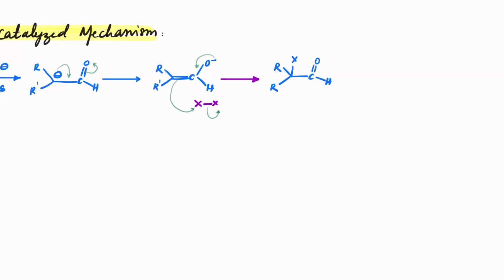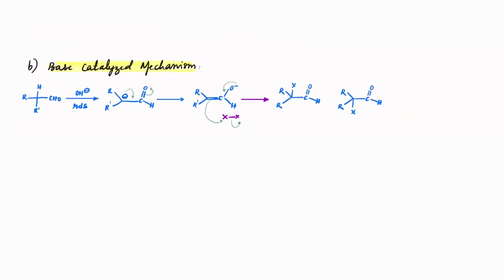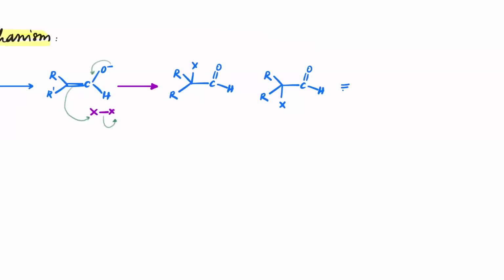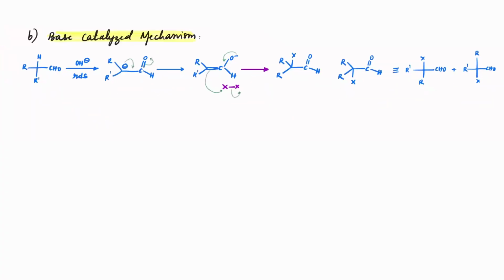Correct? And since the attack is happening on a double bond position, it could come on either side. That's the reason why you can get a racemic mixture again. So I can write it in the form of a racemic mixture like this: CHO with halogen here, R dash and R, or R here, X here, R dash and CHO here. So these two are the products you can get. This is the base catalyzed mechanism.